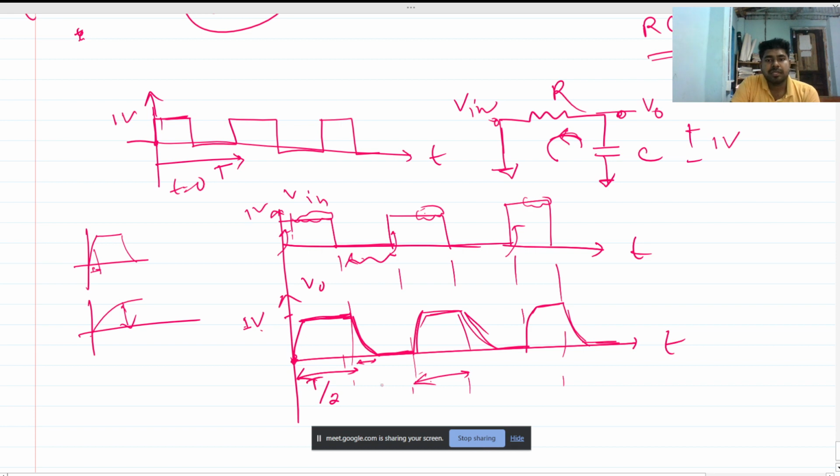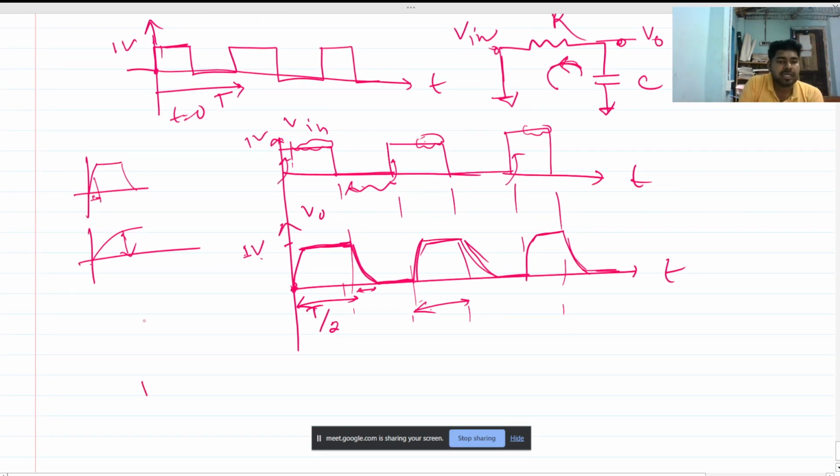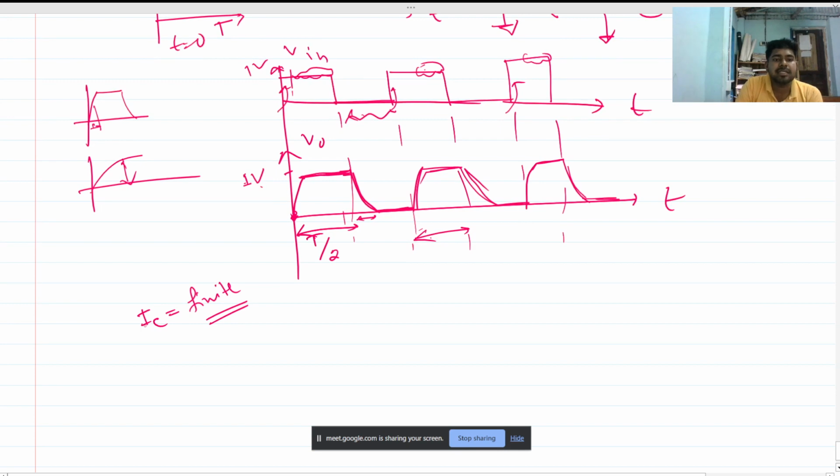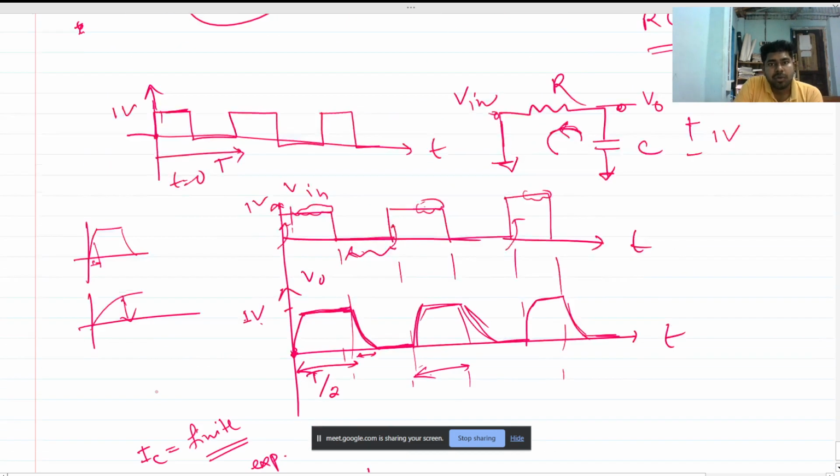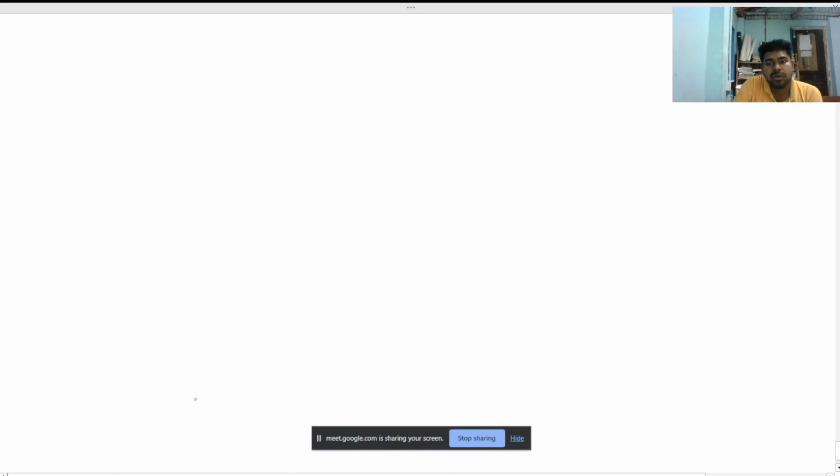Now you first have to see the current of the capacitor. If this is finite, then the charging and discharging will be in exponential form. And if the current is infinite or an impulse, then the capacitor can change its voltage abruptly, right? Abruptly. I am showing an example as well.